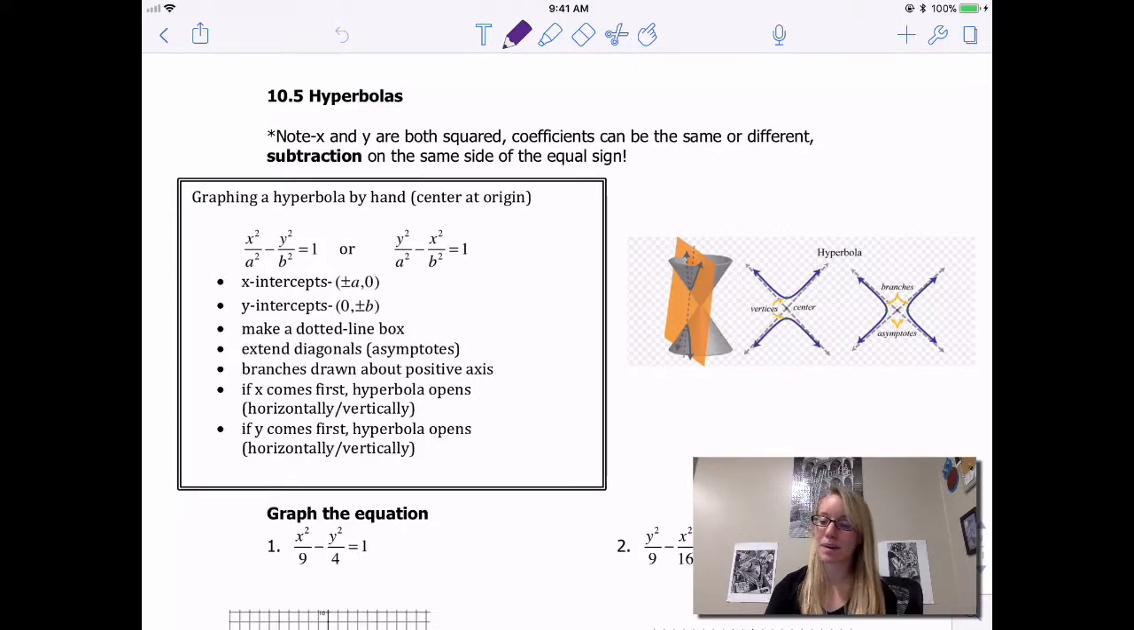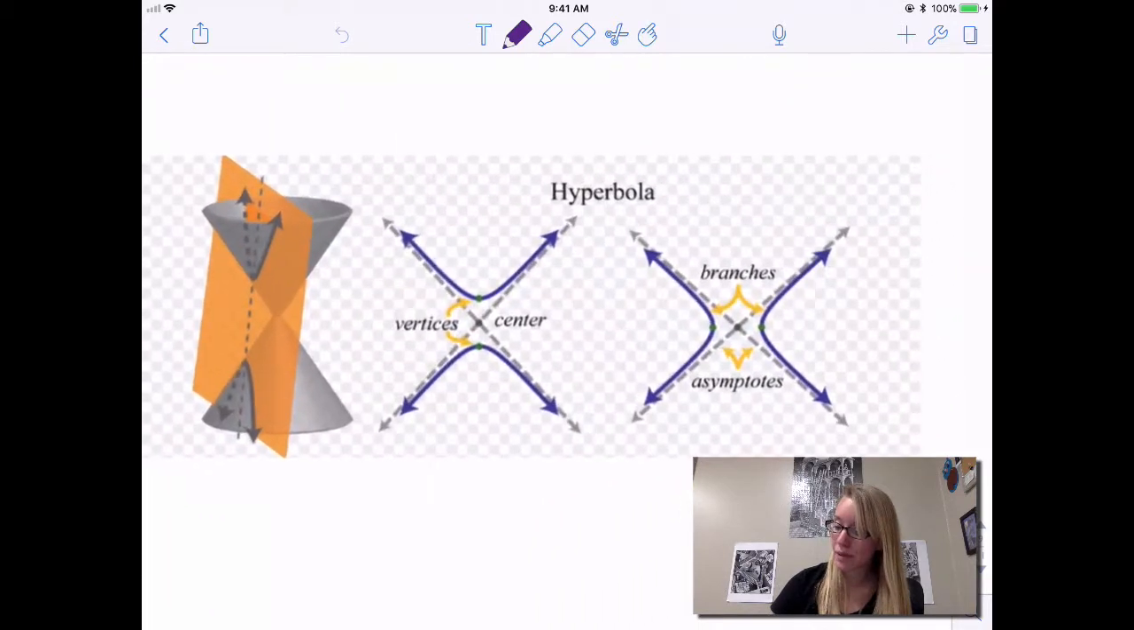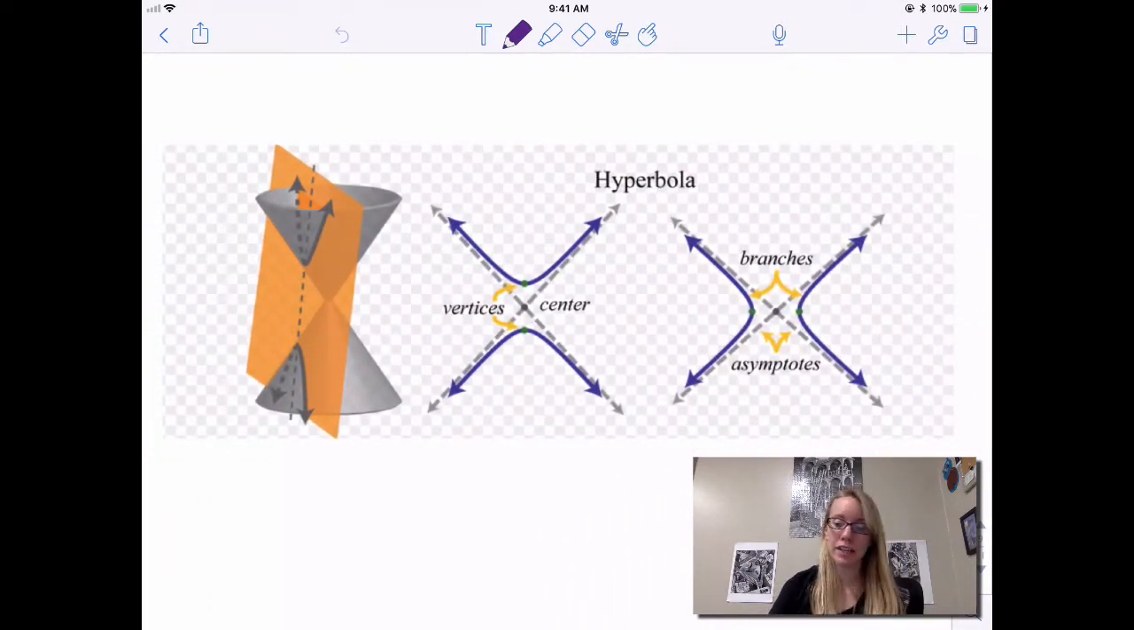Today we are talking about our last conics section, really our last lecture even of the semester, which is pretty exciting. So the conics section for today is called a hyperbola. So I'm going to zoom in here and just show you what a hyperbola is.